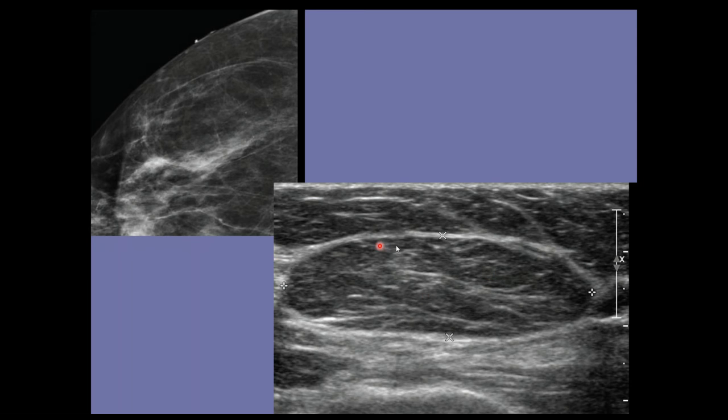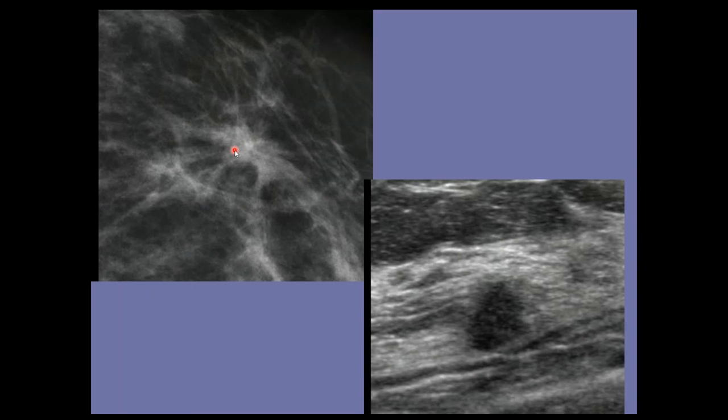It is a well-defined mass with a capsule, the same like the breast tissue. On mammogram, you can clearly visualize the white line is the capsule of the mass, and inside the density is the same like the breast tissue. And this is a malignant mass. How? Why is this a malignant mass?